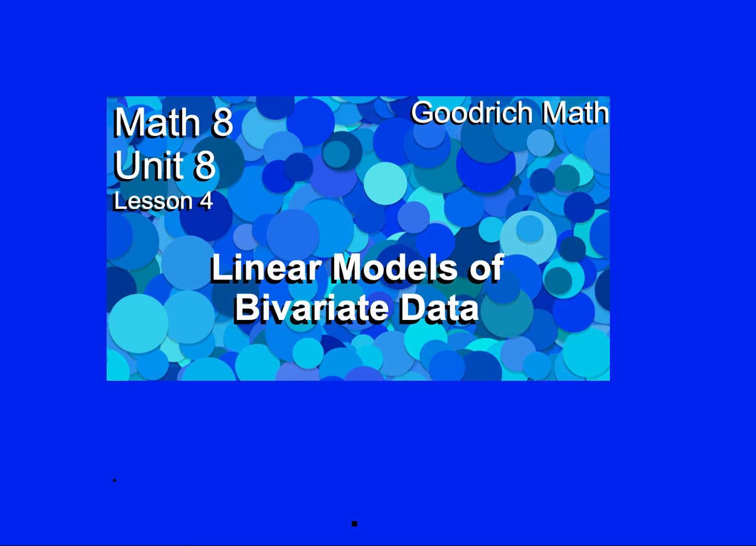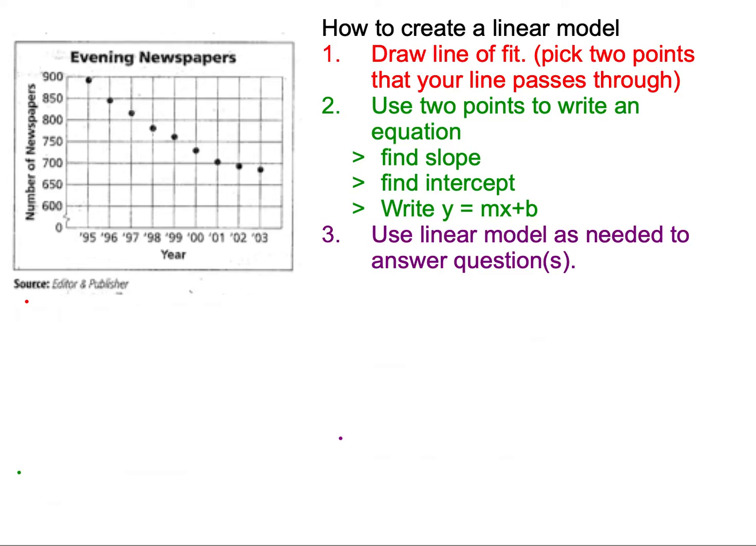Math 8, Unit 8, Lesson 4. Linear models of bivariate data. We'll be going over the scatter diagram lab the week after spring break when we start talking about lines of best fit. Today we're just talking about lines of fit. Lines of best fit would be using a computer. Well, actually it's a mathematical algorithm, but a computer is really good at doing it to find the best line.